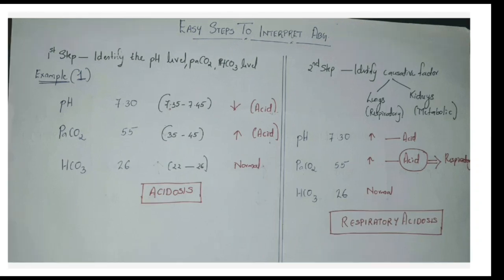We can look into the example, which is a pH of 7.30. As we know, the normal value is 7.35 to 7.45, so it is less than 7.35. So if pH is less, we say it is acidic. Second, we have to look at the PCO2 level. The given value of PCO2 is 55, whereas the normal range is 35 to 45. So it is more. It is abnormal. So you have to recall the term ROME.